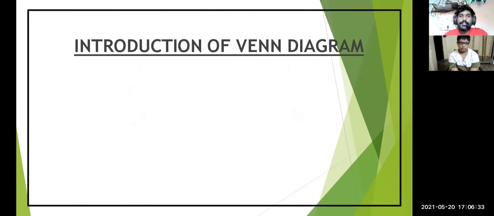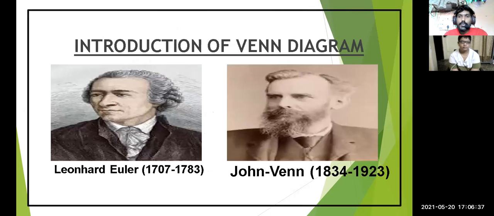Now let's see what is Venn diagram. Okay, these are the two famous mathematicians who invented Venn diagram. First one was called Leonhard Euler, and second one is John Venn. So it is under his name that is given to the diagram that is called a Venn diagram, John Venn.